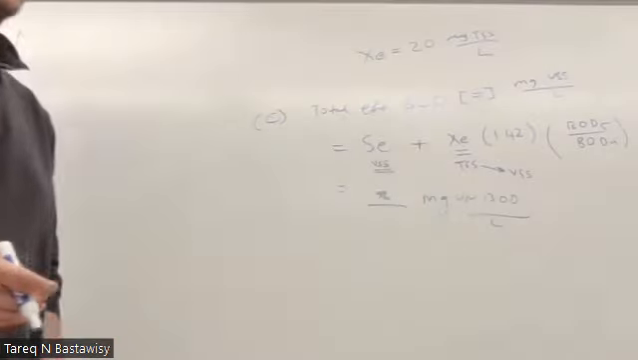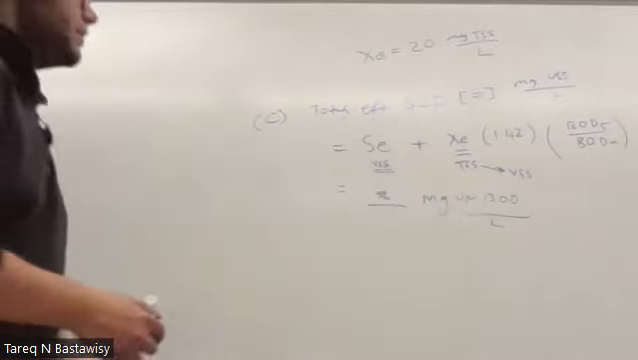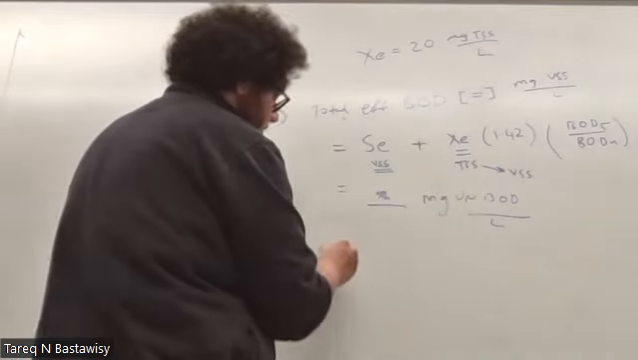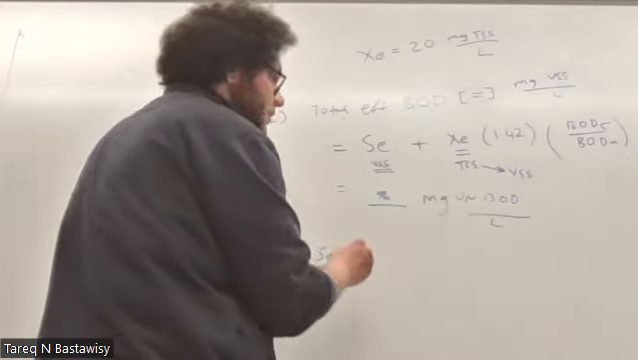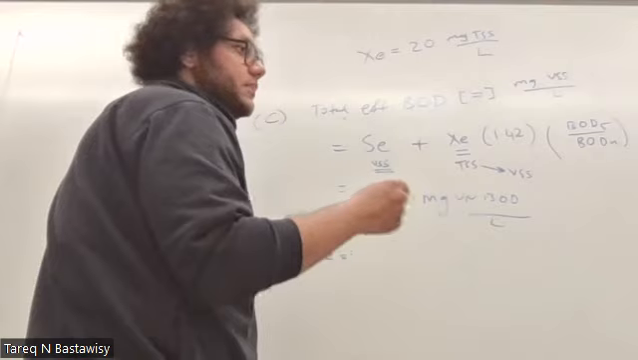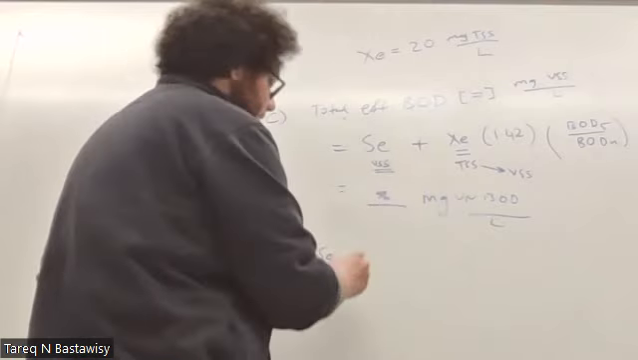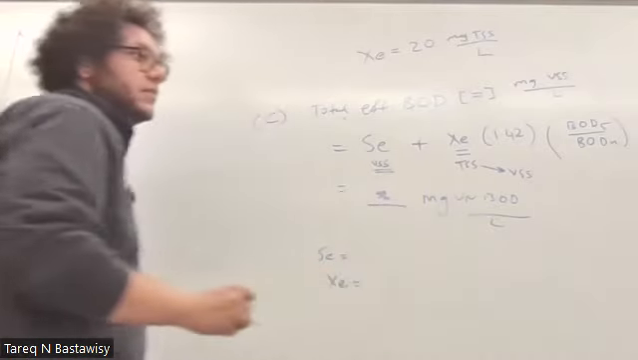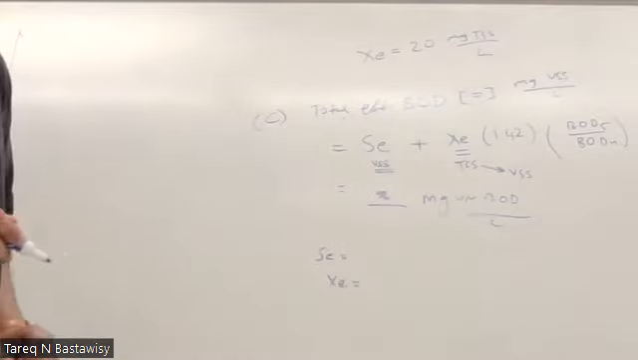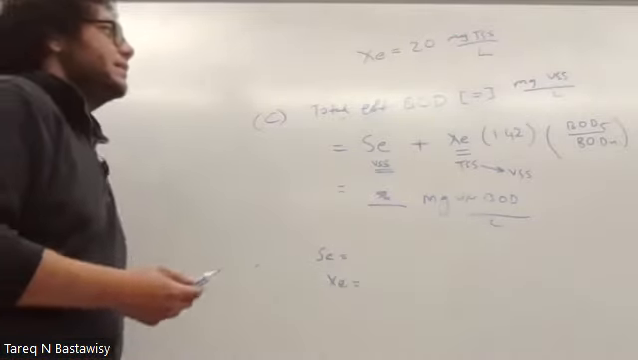What's the difference between SE and XE in this equation? SE is the substrate, your BOD substrate outlet. So what's the XE then? XE is your biomass. Would it be TSS for the biomass? Isn't it all biomass?